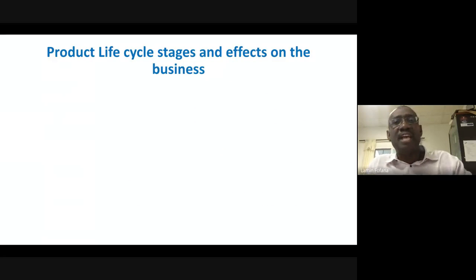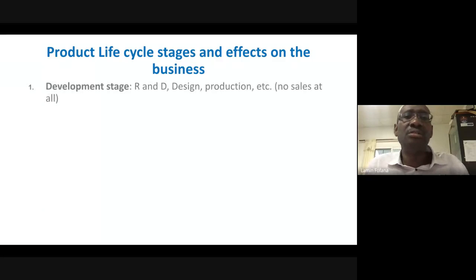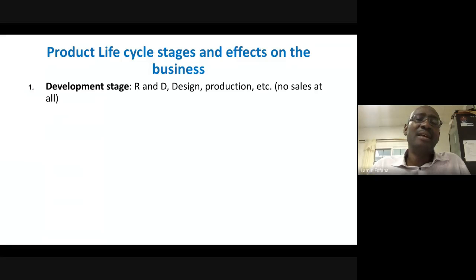Product life cycle stages and its effects on the business. The first stage we say is the development stage. This is the stage where we do our research and development. We know what research and development is. This is when you do a lot of study to see how the product is going to be, how you can produce it in the first place, and how you develop the prototypes, and so on and so forth.